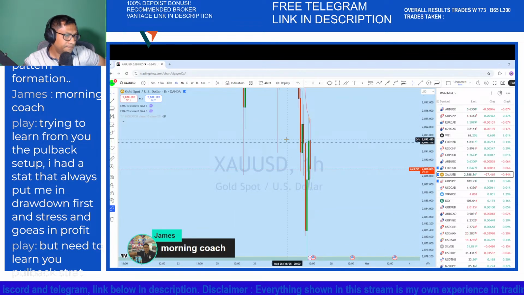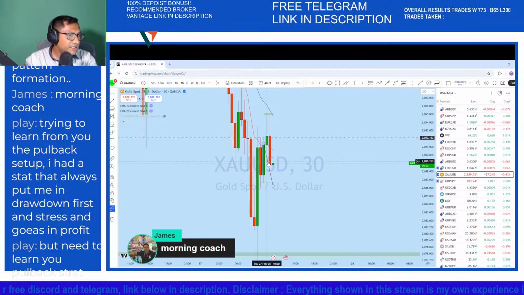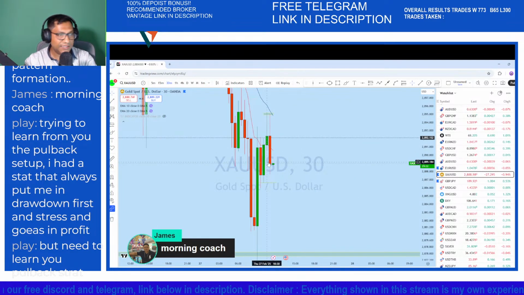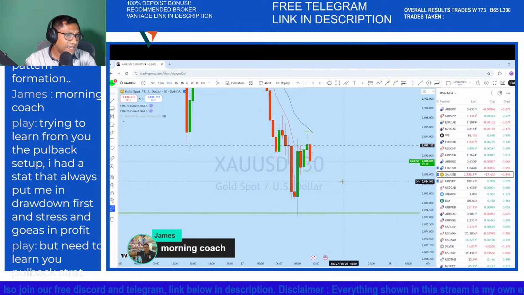As usual, we will be patient in that market. Here you guys can see that this is the 30-minute price action. The 30-minute candlestick has closed as a long red candle.